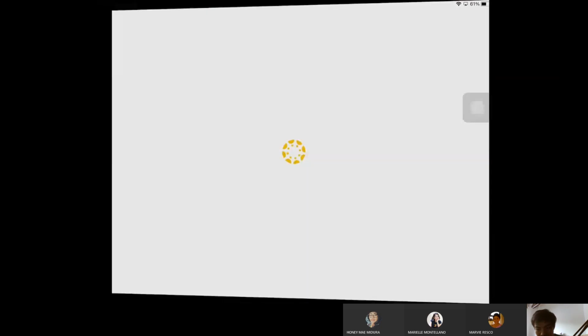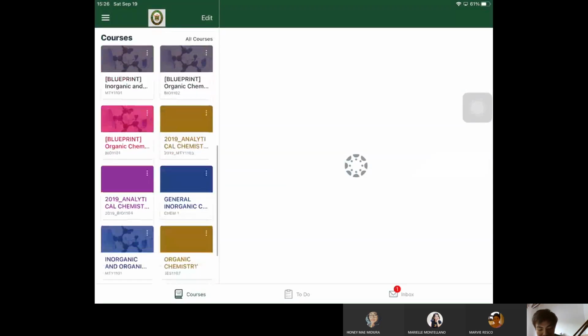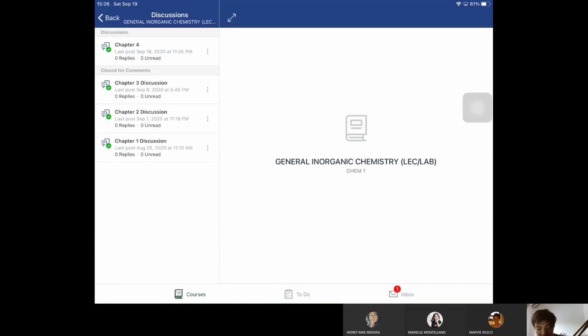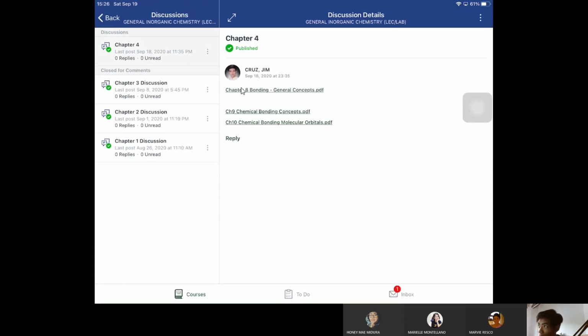Paano makakuha ng copy niyan? Punta lang kayo dito sa Canvas. And on discussions and chapter 4, ito yung PDF na. Yung PowerPoints, pwede nyo rin basahin. Itong chapter 9 and chapter 10. Pero pinagsama ko yon dito sa PDF na to. Kaya binukod ko yung line niya. Okay? Pwede nyo ito basahin tong dalawa. O kaya ito na lang yung bonding general concepts.